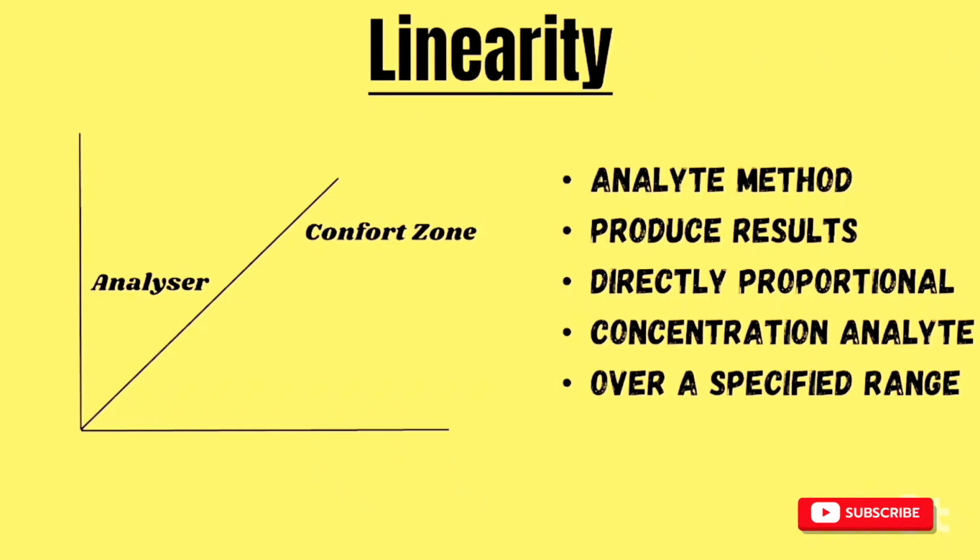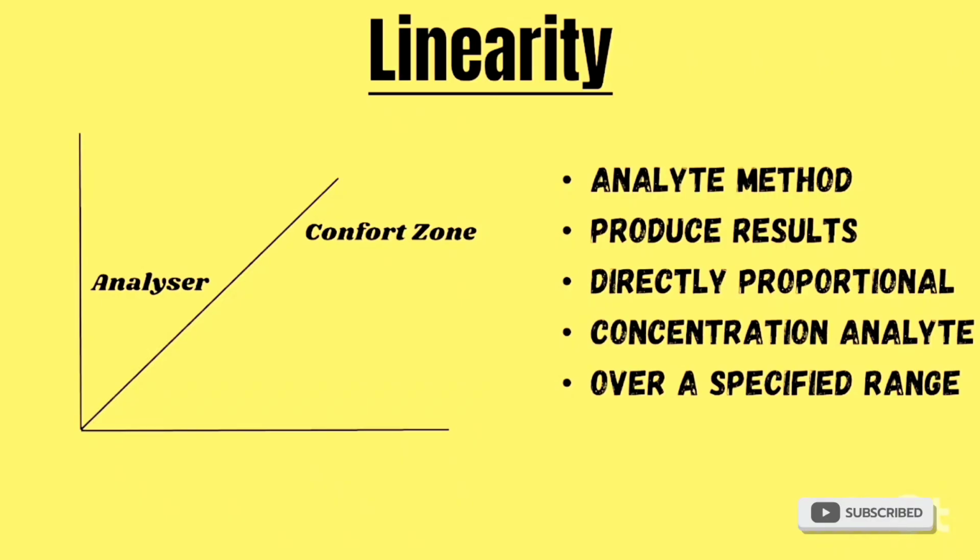So therefore, when you get a result that is outside the comfort zone, in other words, a result that is outside the concentration that you can rely on or depend on that the analyzer has given you a good result, that means that result at that time has fallen outside the linearity. We're going to make this clear.